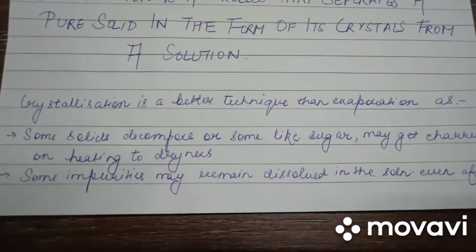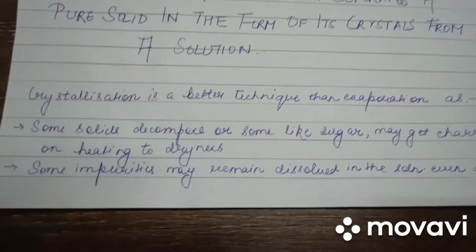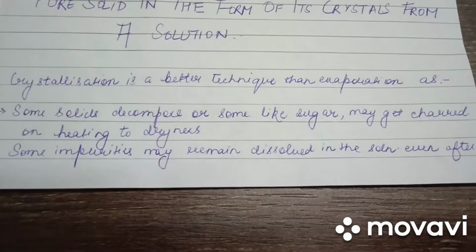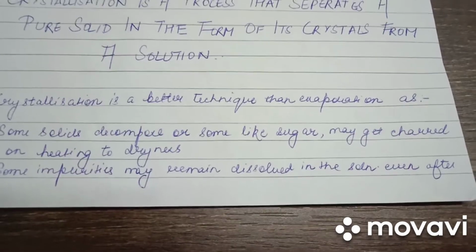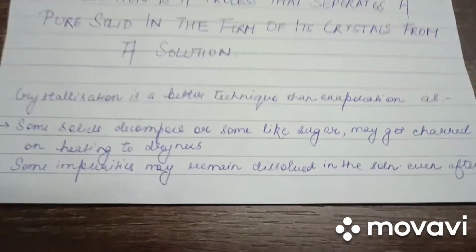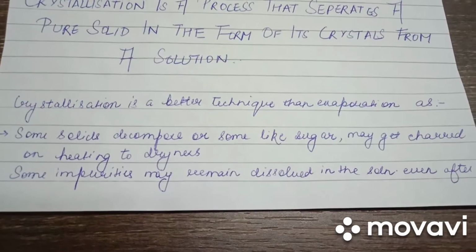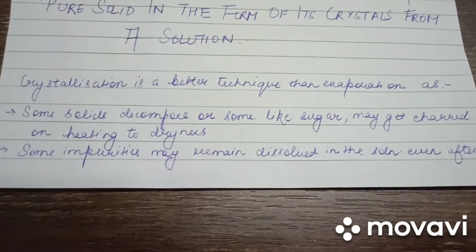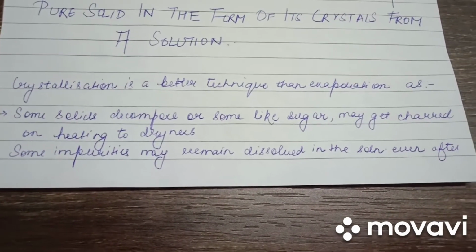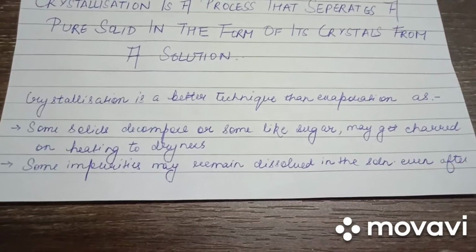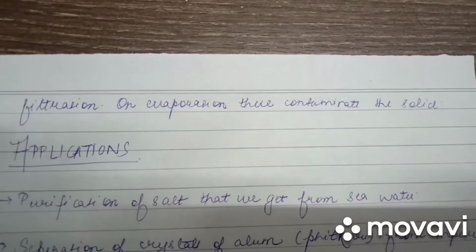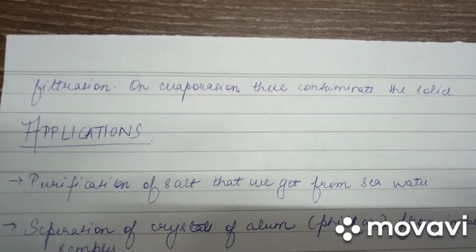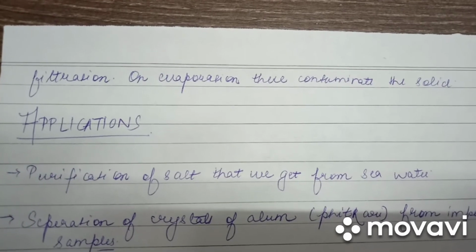Crystallization and evaporation are both methods of separation. Now let us discuss why crystallization is a better technique than evaporation. Some solids decompose or some like sugar may get charred on heating to dryness. This can be observed in our households as well. If sugar is provided a large amount of heat, it gets charred. Some impurities may remain dissolved in the solution even after filtration. On evaporation, these contaminate the solid. Therefore, crystallization is a more preferred method of separation than evaporation.